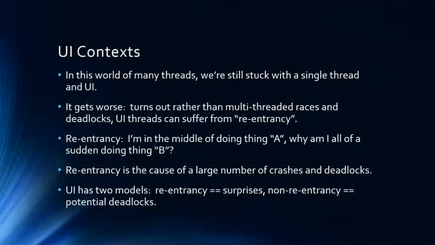UI has basically two models when you're running on the single thread of execution. You can be reentrant or you can be non-reentrant. The thing about non-reentrancy is if you don't allow that other thing to come in and start executing thing B, guess what? That thing that comes in is blocked. And so you have a choice of reentrancy and surprises or non-reentrancy and potential deadlock. So there is no magic bullet here. It's just a choice you have to make.